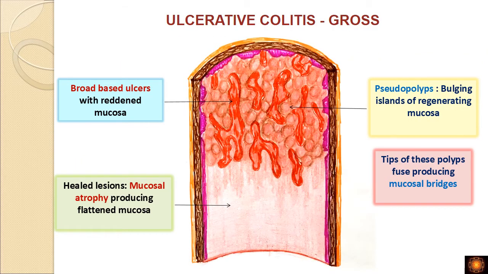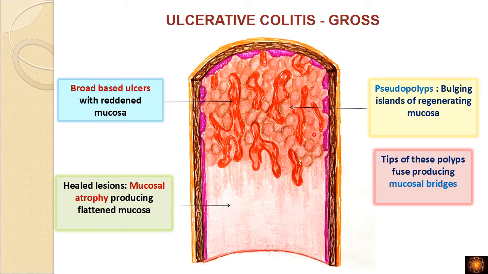Now, when we see grossly the part of the intestine which is affected, we have broad-based ulcers. So what you are seeing are all broad-based ulcers. This is the characteristic feature of ulcerative colitis, and in between these ulcers we have pseudopolyps. These are polyp-like mucosal projections, and these mucosal projections are nothing but islands of regenerating mucosa which protrude on the surface and appear like pseudopolyps.